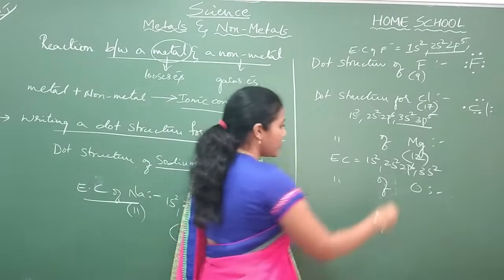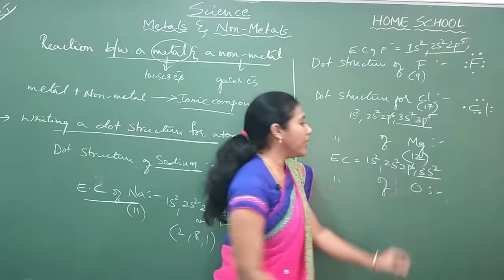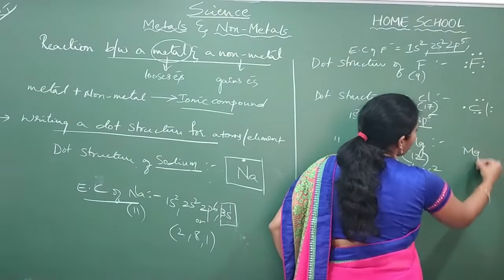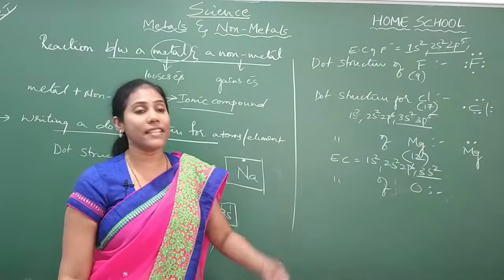So which is the last shell? Third shell. Yes or no? How many electrons are there? 2 electrons. So you put 2 dots above Mg, indicating 2 valence electrons.